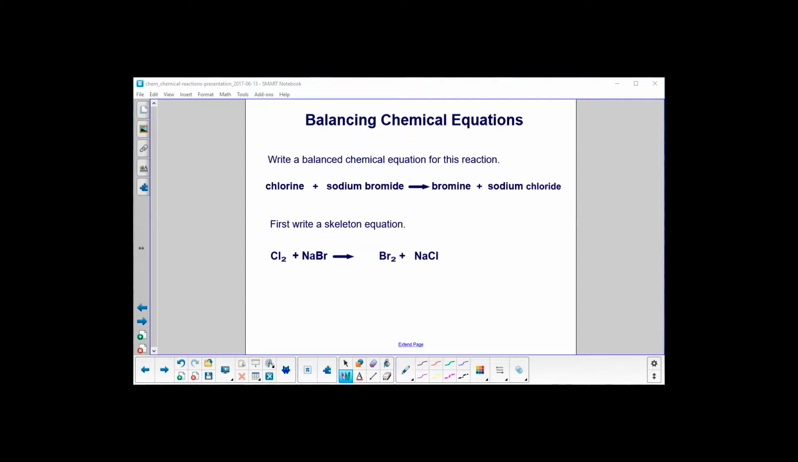Write a balanced chemical equation for this reaction. We have chlorine plus sodium bromide gives you bromine and sodium chloride. First, write a skeleton equation.